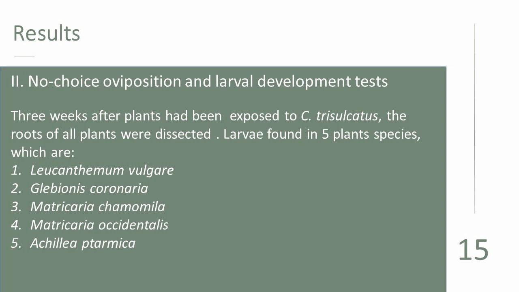The second result is from the no-choice oviposition and larval development test. 3 weeks after plants had been exposed to C. trisulcatus, the roots of the plants were dissected. Larvae were found in 5 plant species: the first is Leucanthemum vulgare or oxeye, the second is Glebionis coronaria, the third is Matricaria chamomilla, the fourth is Matricaria occidentalis, and the fifth is Achillea ptarmica.